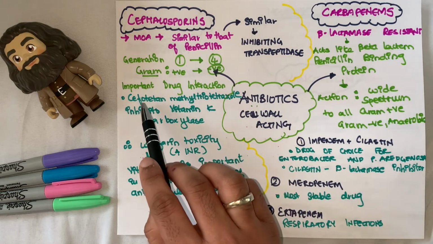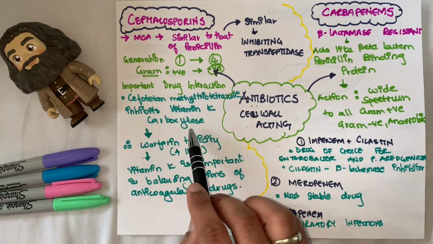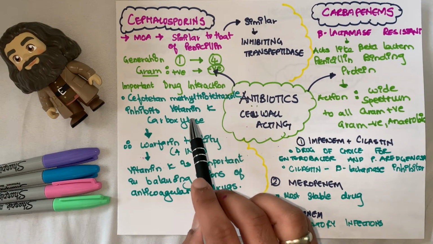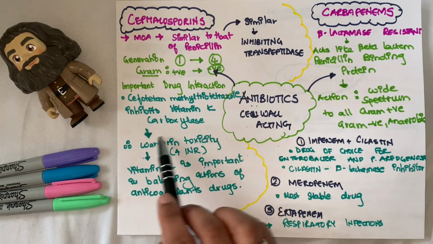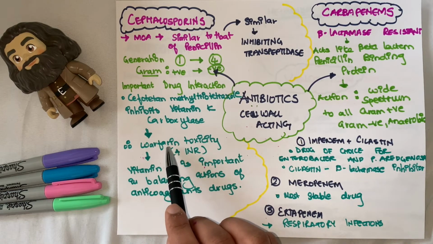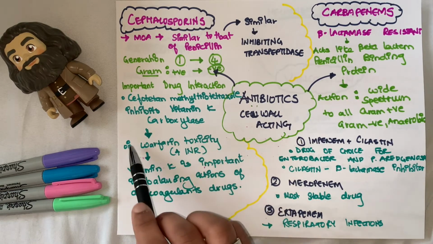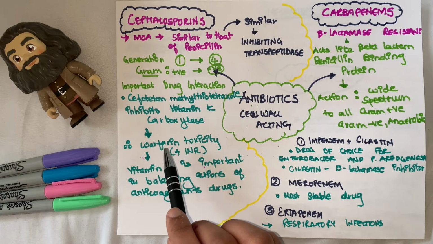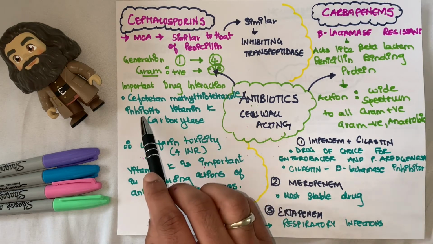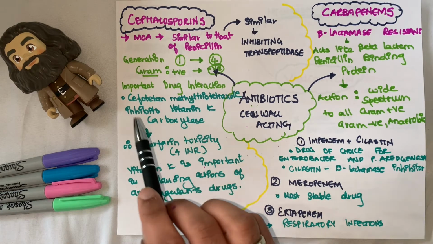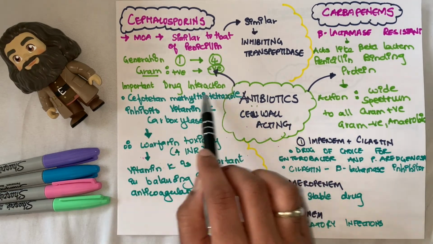But cefotetan will inhibit the vitamin K carboxylase. Therefore, there is increased tendency of warfarin-like drugs, which are anticoagulant drugs. There's increased toxicity of them, which means there's increased chances of bleeding. That's why vitamin K inhibition is actually a bad thing, also known as drug interactions.